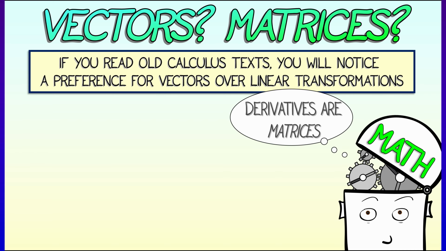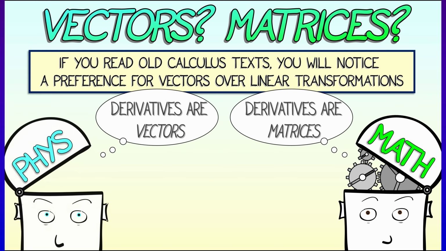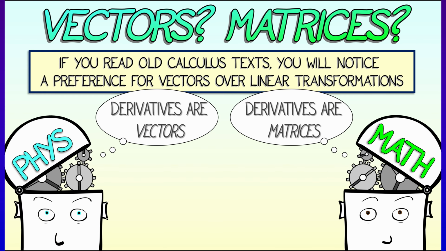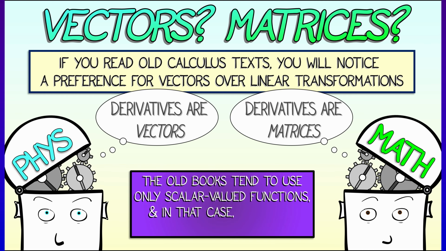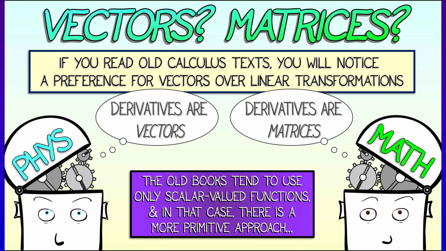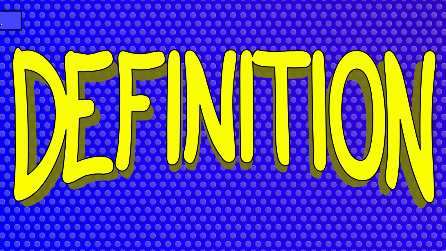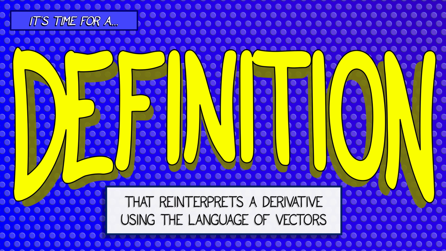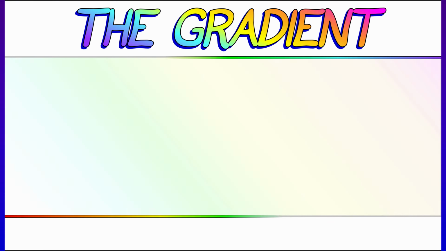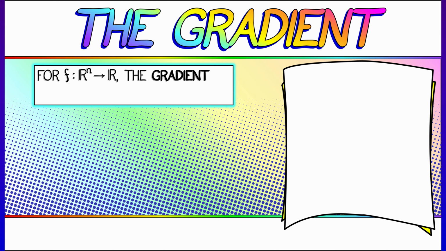If you look at old-fashioned books, books that are more physics-based, you're going to find everything described in terms of vectors. Why is that? Well, the old-fashioned books tend to only look at scalar-valued functions. And in that case, there is a more primitive approach to the derivative. Now, in order to cover that, we're going to need a new definition that reinterprets a derivative using the language of vectors. This is the gradient of a function.